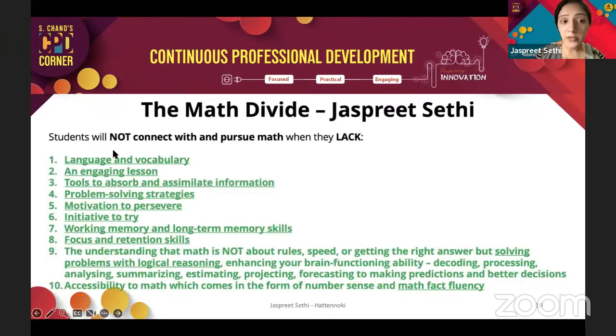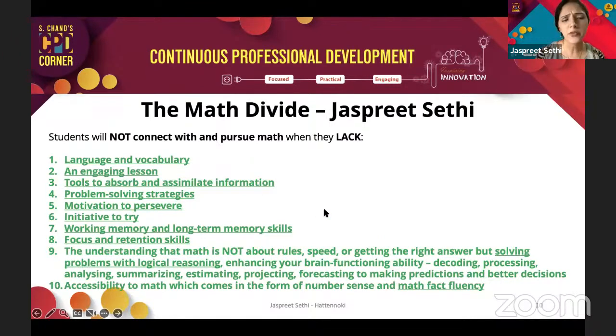It is that students will not connect with and pursue math when they lack all of these 10. Everything I've underlined is something that I've actually taken up in my sessions. And that's why it's almost green now, because I'm trying to address all of these in the sessions that I have taken. And even today and tomorrow, I hope to bridge any other gaps that you may see.